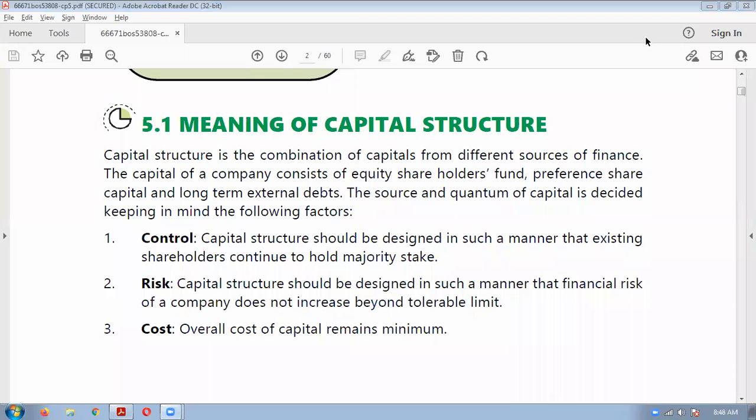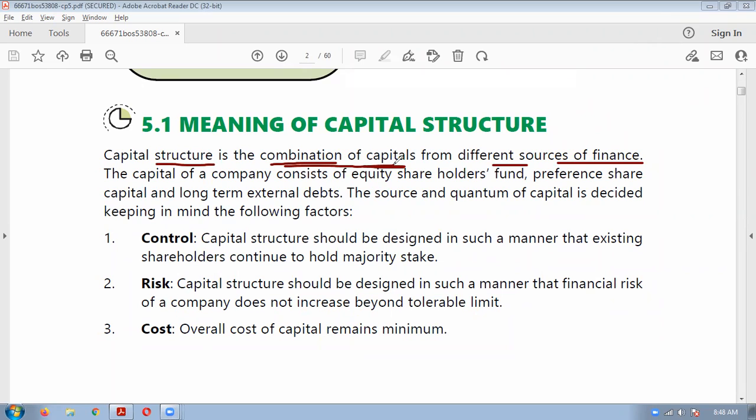So let us understand first what is a capital structure. Before understanding the different theories of capital structure, let us understand first the meaning of the capital structure. What is a capital structure? Capital structure is the combination of capitals from different sources of finance. Structure means combination. So capital structure will be a combination of capitals from different sources.